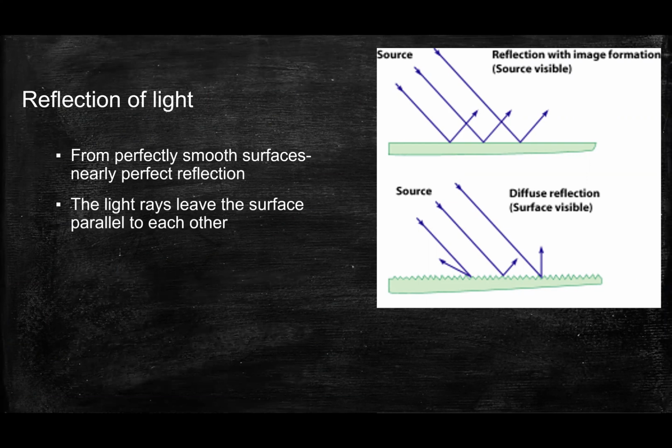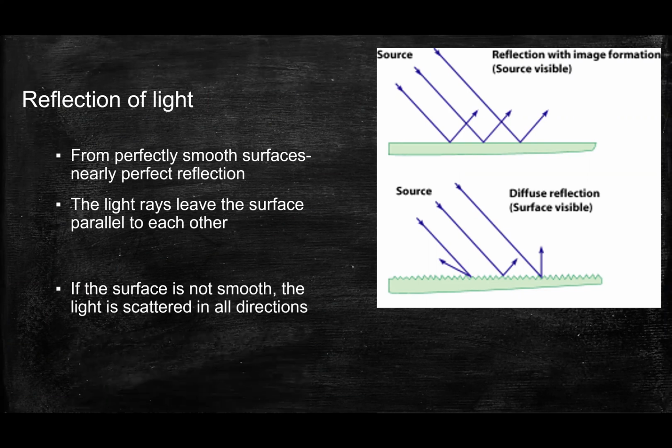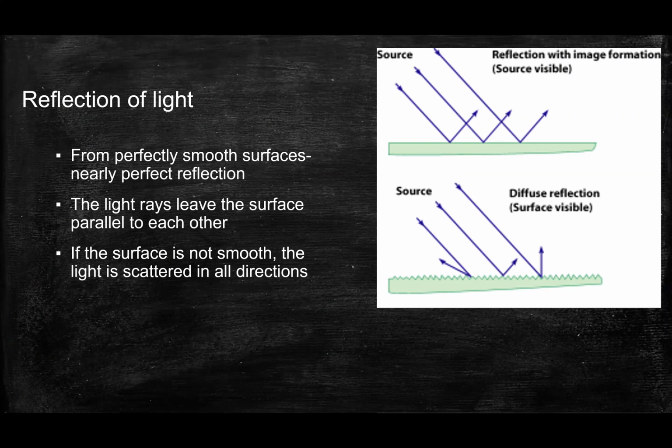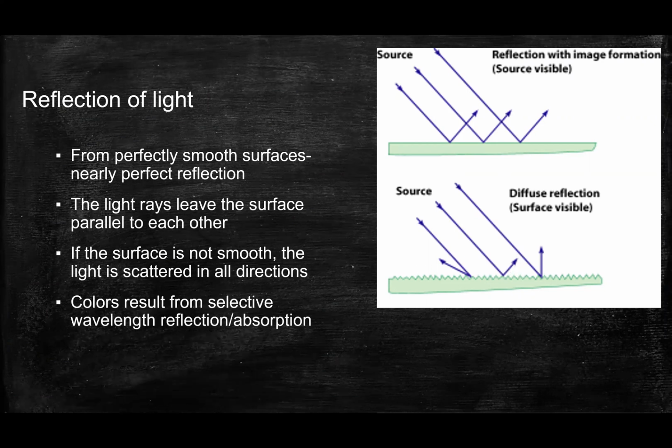Light rays leave the surface parallel to each other, just as those light rays are coming in parallel to the surface. If the surface is not smooth, such as in this picture below, we have those parallel light rays coming in, but because the surface is rough, the light rays get reflected in all directions. So the colors that we see result from selective wavelength reflection and absorption.